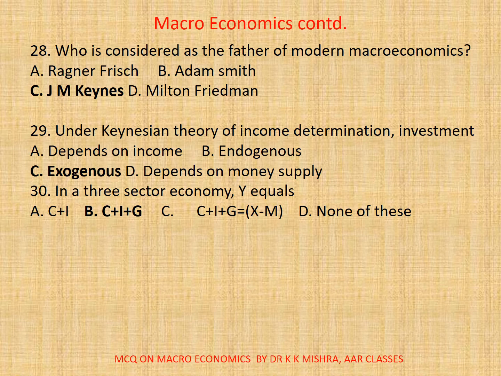M Keynes. 29. Under Keynesian theory of income determination, investment A. depends on income, B. endogenous, C. exogenous, D. depends on money supply. The correct option is C. exogenous. 30. In the three sector economy, Y equals, correct option is B. C plus I plus G.